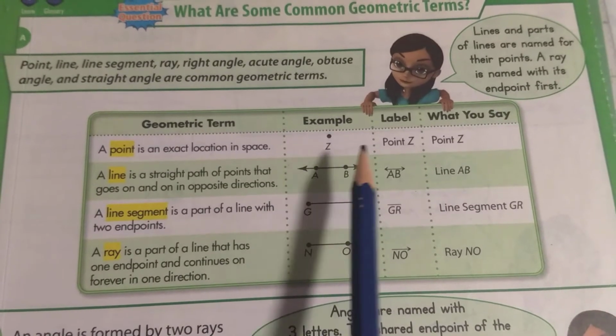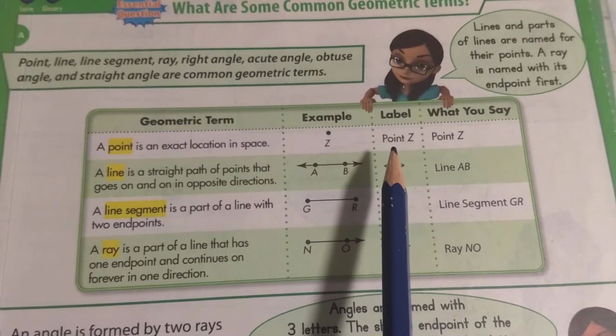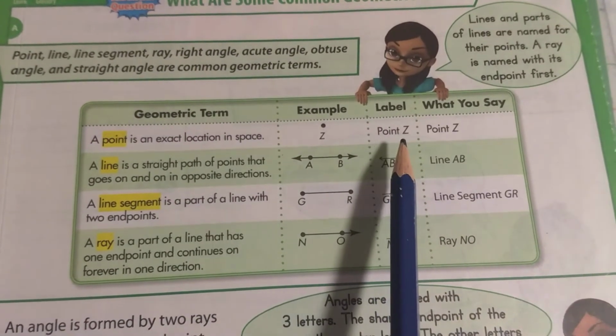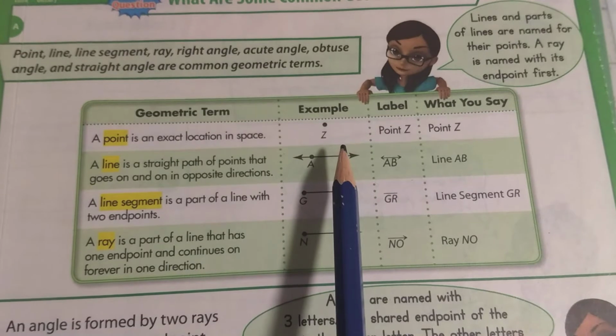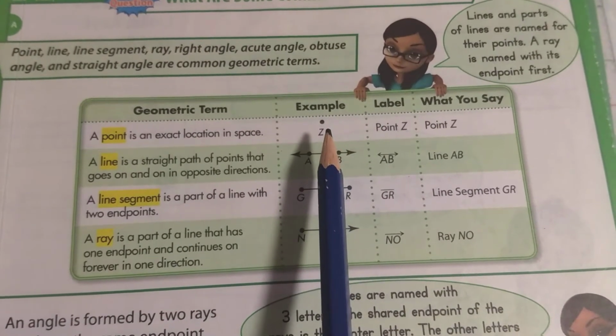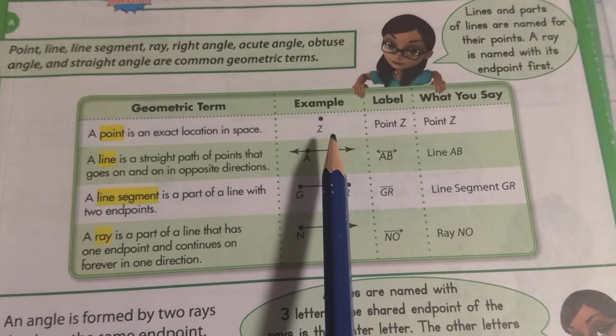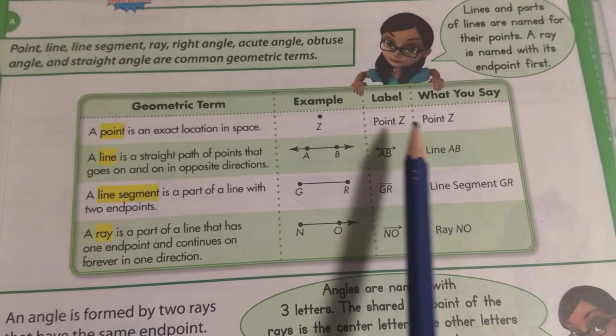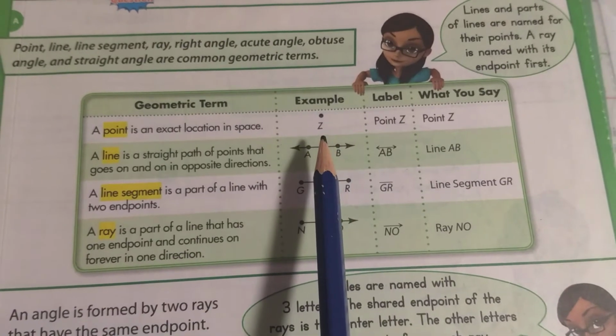How would you say this? How would you write it? You would label it as point Z. Remember I told you geometry, your lines and your points will have letters to name them. So this is point Z, and you say it just that way, point Z.